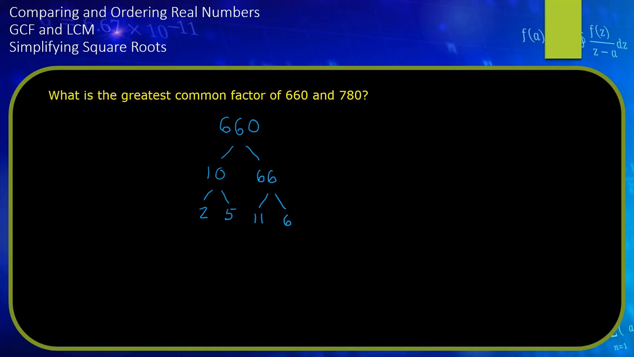The 66 can factor into 11 and 6. 11 is prime, 6 is not. So the 6 can be factored further into 2 and 3. So that means that 660 can be represented as 2 squared times 3 times 5 times 11.